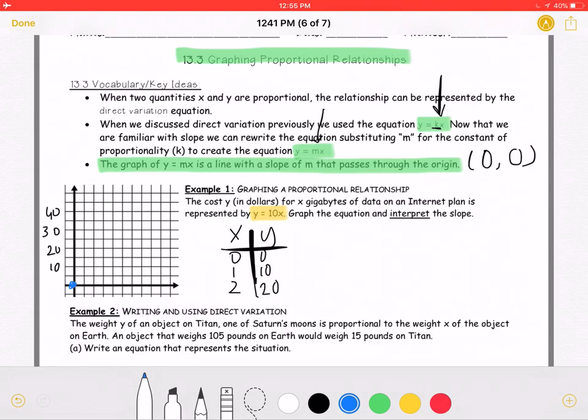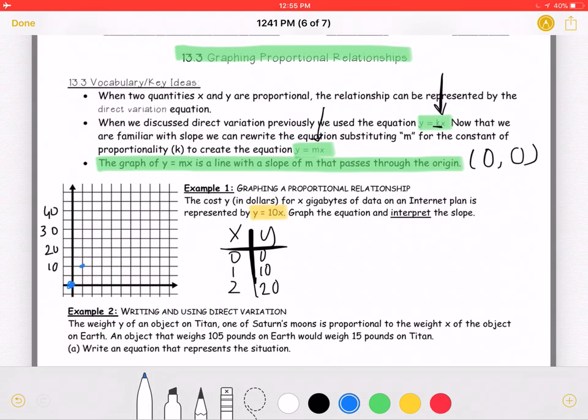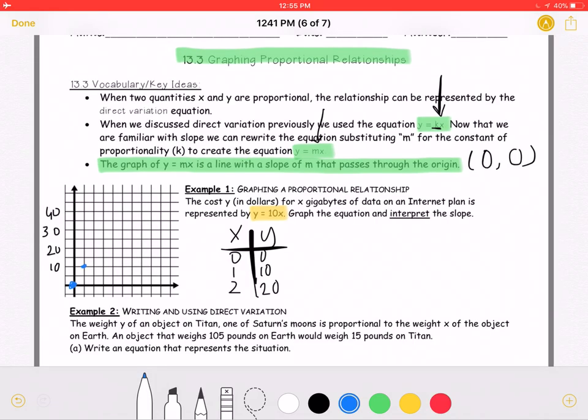So I'm going to plot my point. I have the point 1, 10: go over 1, up to 10. Go over to 2, up to 20. Maybe you can guess what the rest would be. 3 would be 30, 4 would be 40. You can plot the rest of those points if you want. Again, we just need those 3 points to start our line, connect and continue it through. So good, we graphed it. Now we're going to interpret that slope. What does that slope mean for this problem?